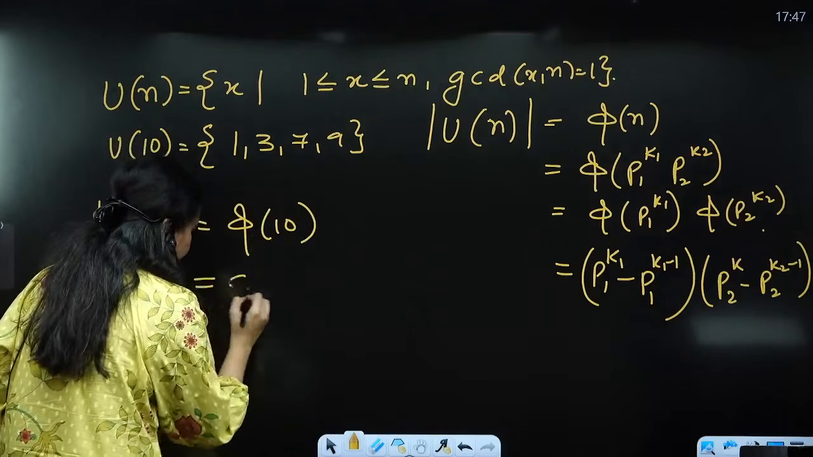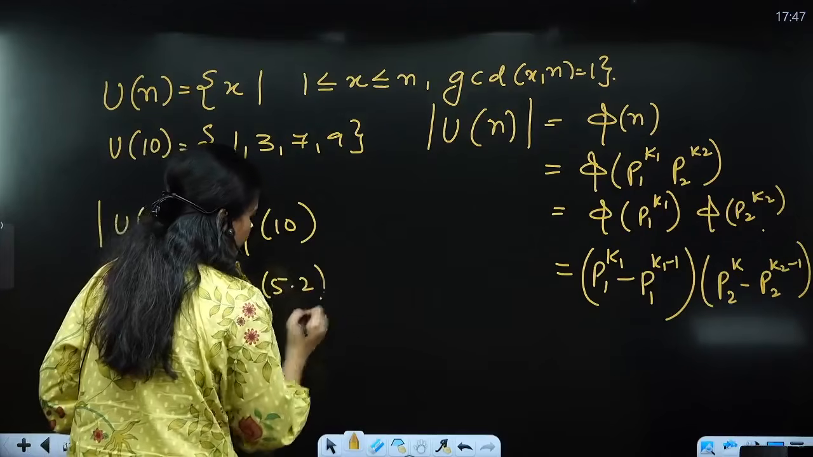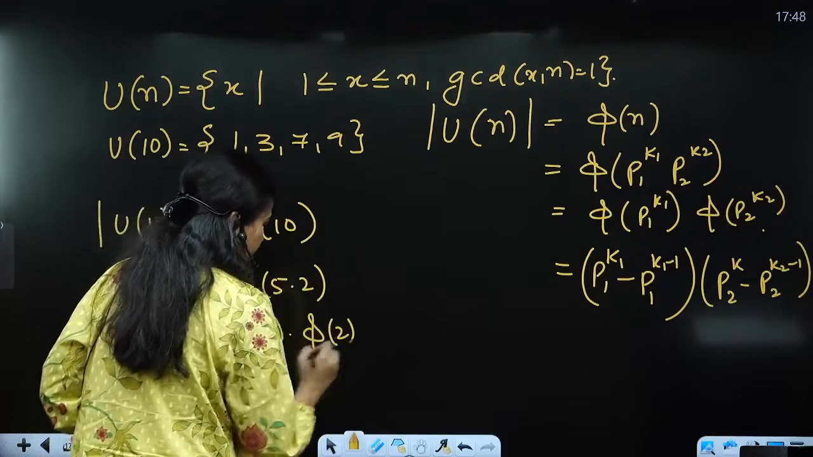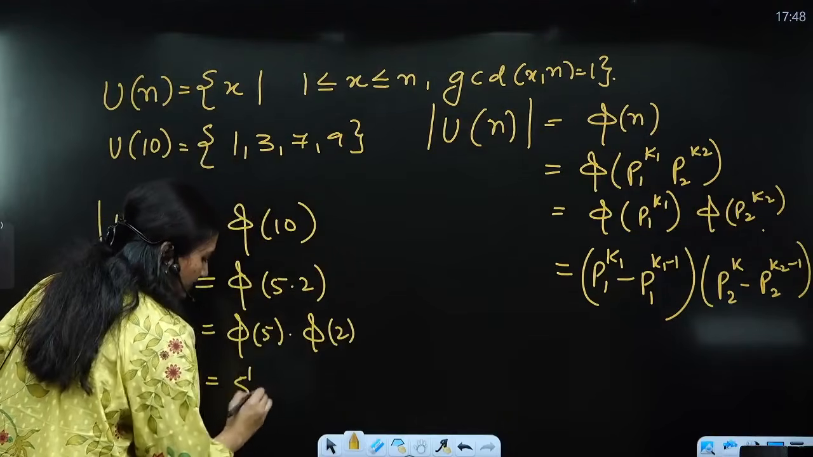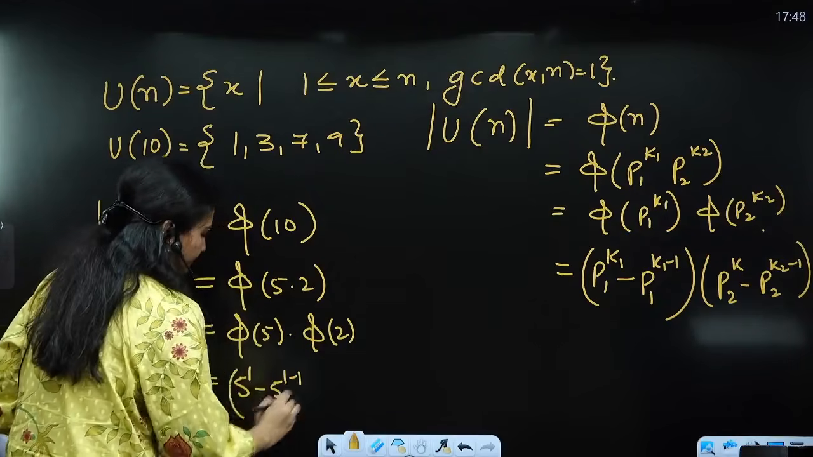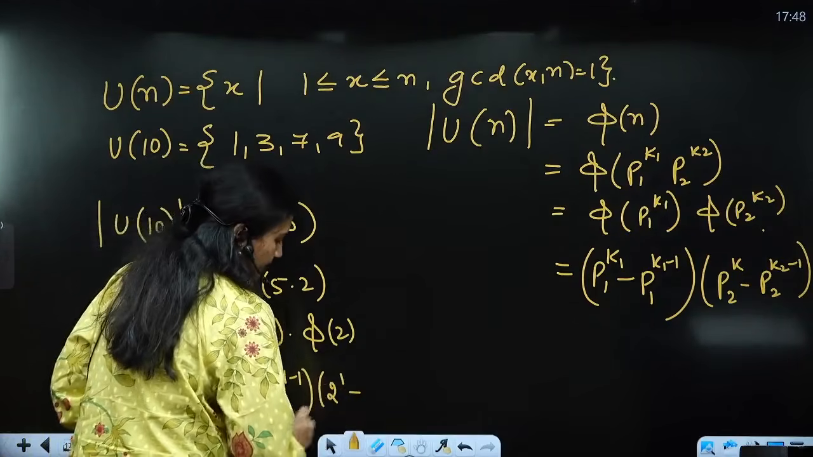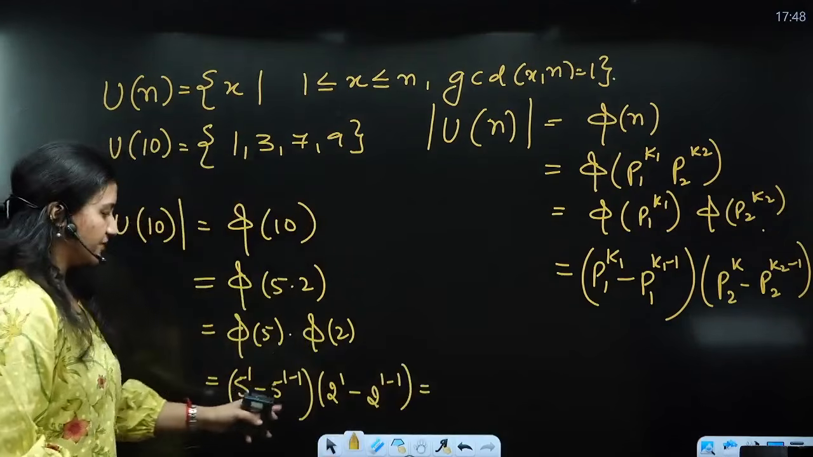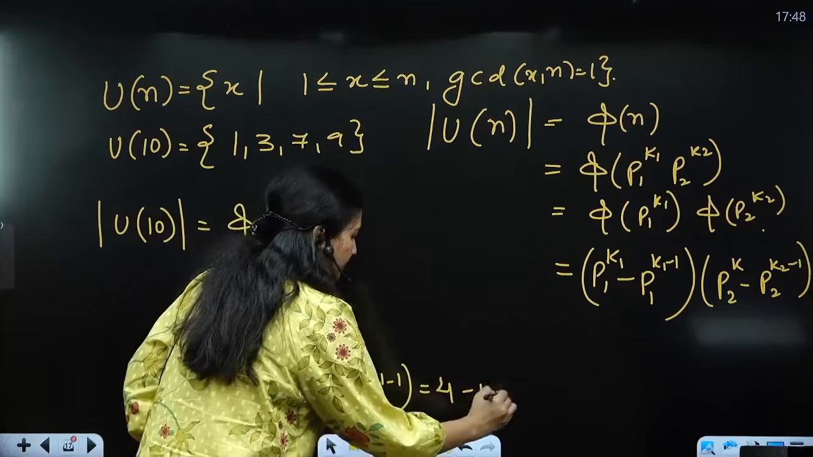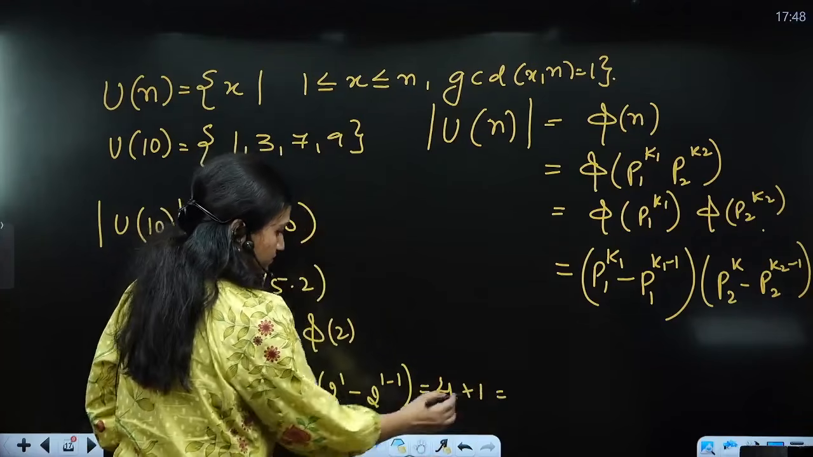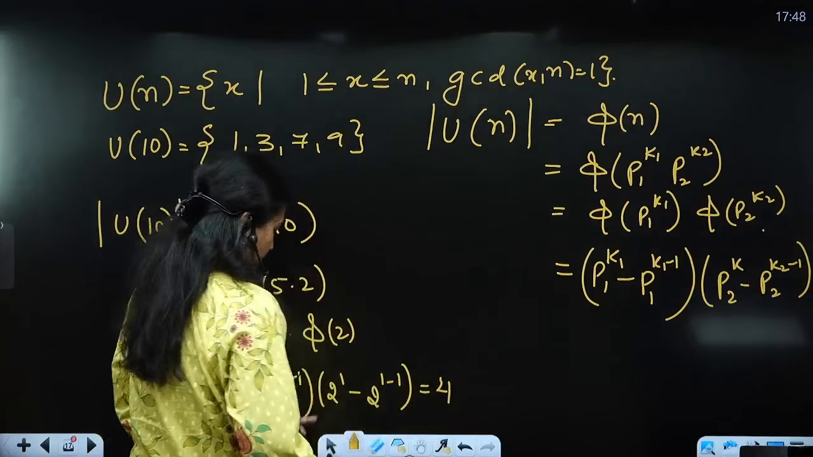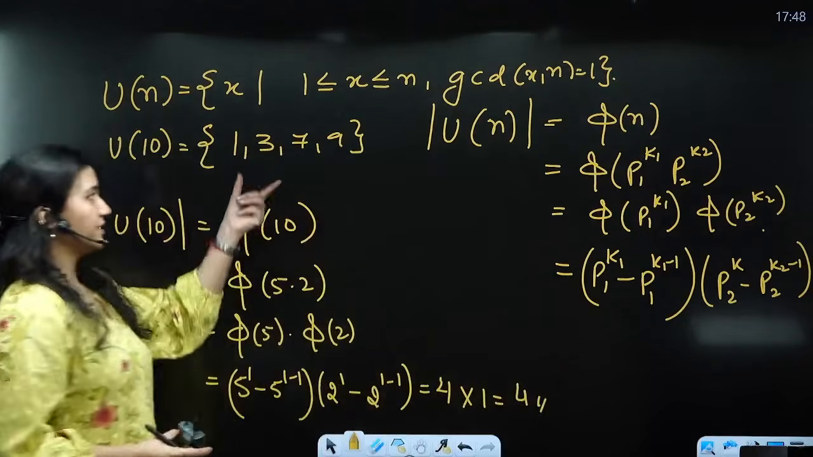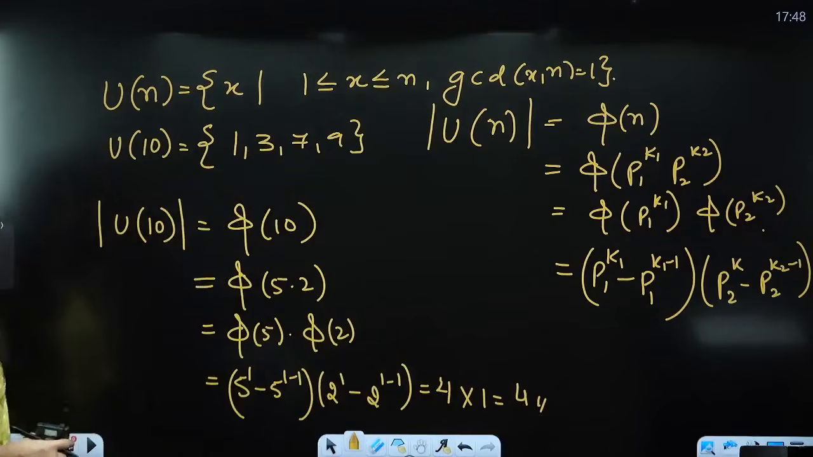What is phi of 10? 5 into 2. This is phi 5 into phi 2. This is what? 5 to the power 1 minus 5 to the power 1 minus 1, and 2 to the power 1 minus 2 to the power 1 minus 1. This is going to give you what? 5 minus 1, that is 4, and 2 minus 1, that is 1. 4 into 1, that is 4, which is nothing but the cardinality of U10.